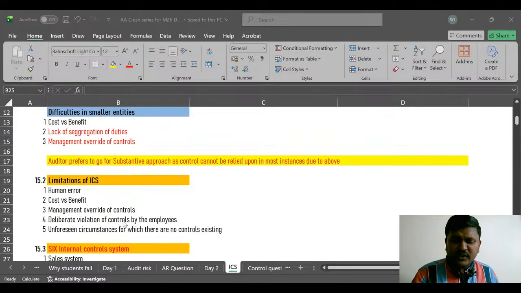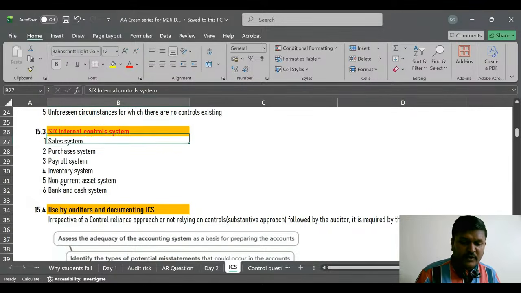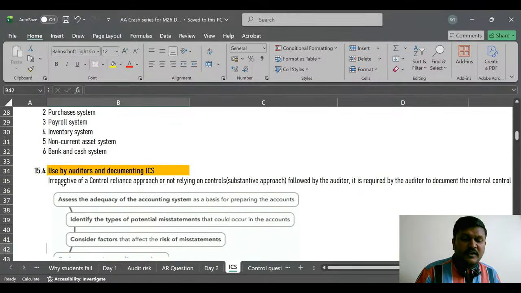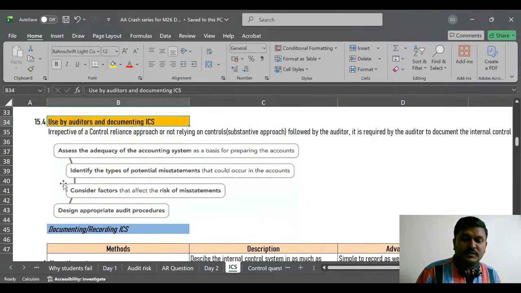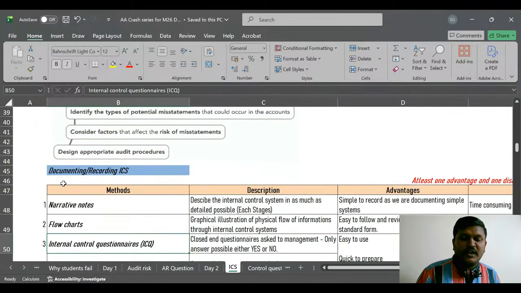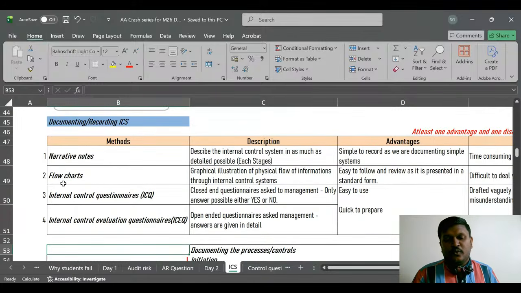So without any further delay, let's go to another SBK question you will be having. Why do we need to consider documenting? What are the needs for documenting an internal control system? Plus, what are the methods of documenting internal control systems?